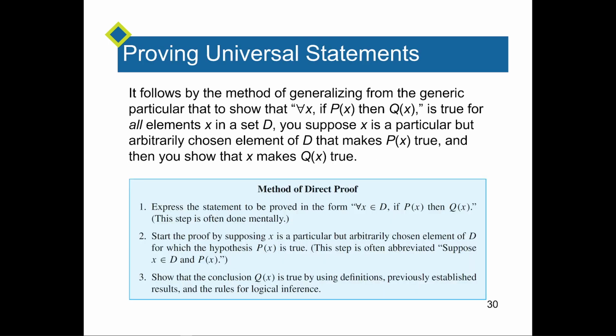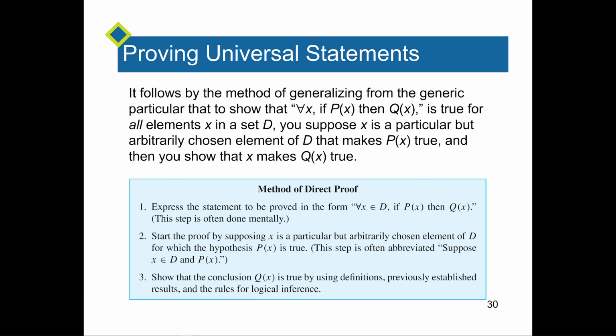And now we reach the method of direct proof, and we have a nice step-by-step process here. The first step is that we express a statement to be proved in the form: for all x inside whatever our domain is, depending on how the proof is written, if p of x, then q of x. We are familiar with this notation, if p then q, because we did that in the first section of the course.